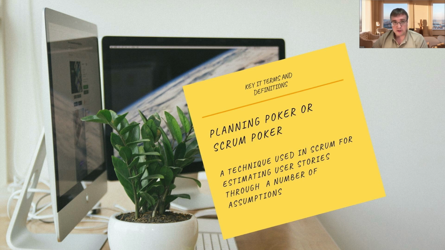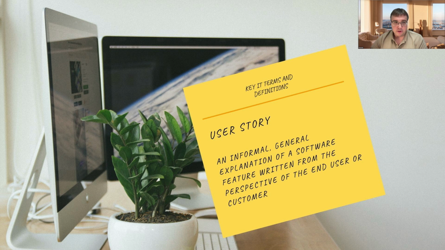And here we can also use a planning poker or Scrum poker session. It's like a normal poker when the participants or team members try to guess the volumes of our work to be done based on our previous experience. But these are not clear statements, these are only assumptions. User story. User story is what our users expect to see at the end of our project. Basically, it's an informal general explanation of a software feature written from the perspective of the end user or customer.